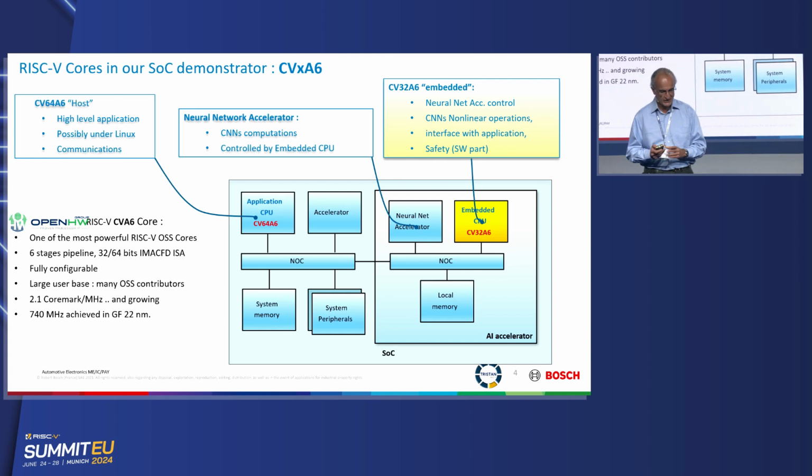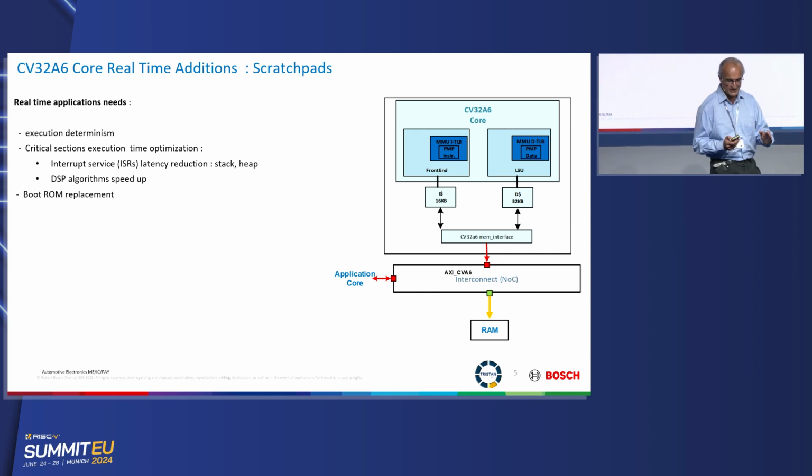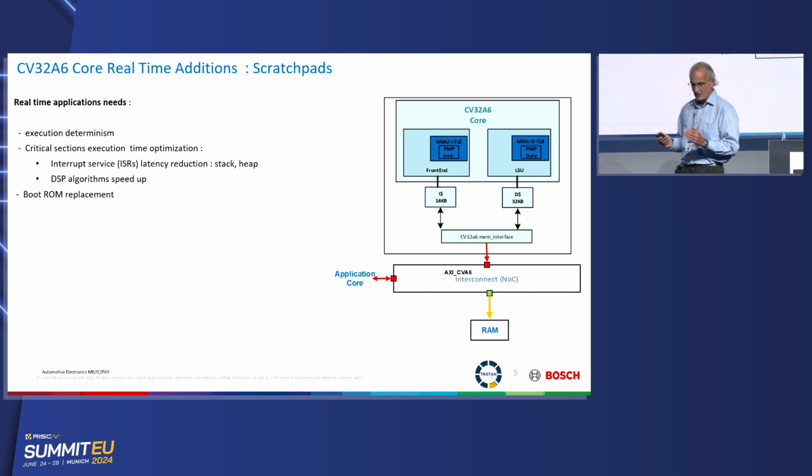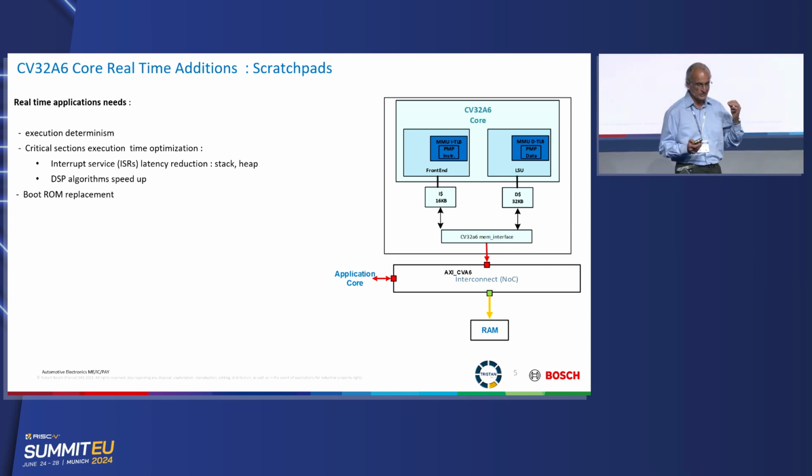Okay, so let's dig into the hardware. So currently, what do we have? This is the memory hierarchy of the CVA6. It's very classic in terms of computer architecture. You have caches, and you have, behind that, an interconnect and the memory. And on the other hand, what we need when we execute real-time tasks is execution determinism. We need to be able to optimize the critical section execution time. We need to optimize the latency of the interrupt service routine, and so on. We need to speed up DSP algorithms because when you brake in your car, you don't want the braking routine to fill the cache before your car brakes. You want your car to brake immediately.